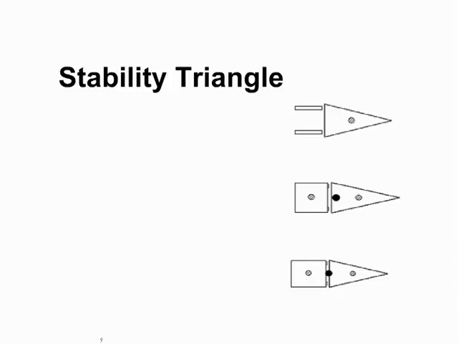The stability triangle is a concept that you should always keep in mind when operating a forklift to avoid actions that could cause the forklift to tip over. The top illustration shows an unloaded forklift. A typical forklift has a 3-point suspension, with the weight supported by the 2 front tires and the center of the rear axles. This creates a triangle.